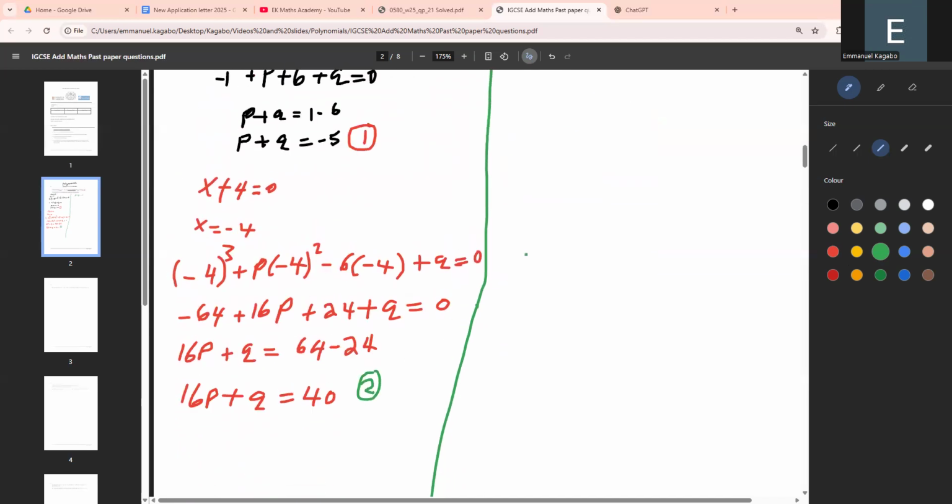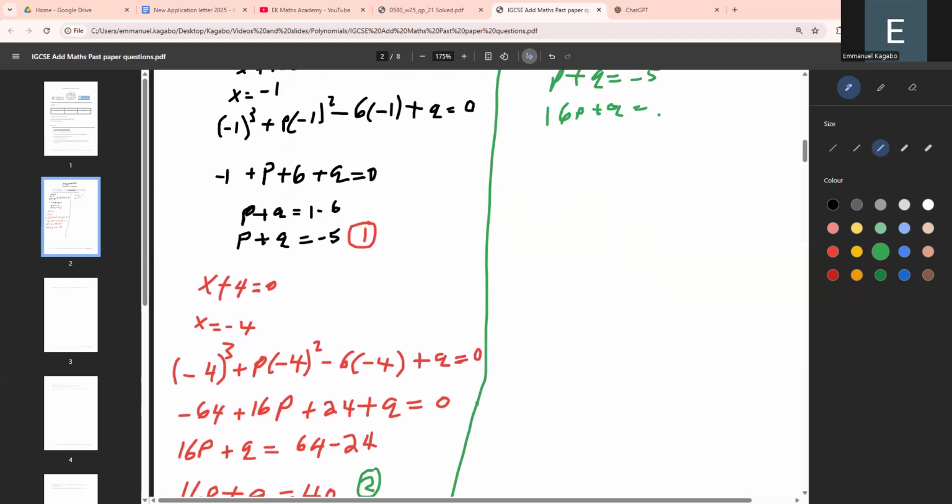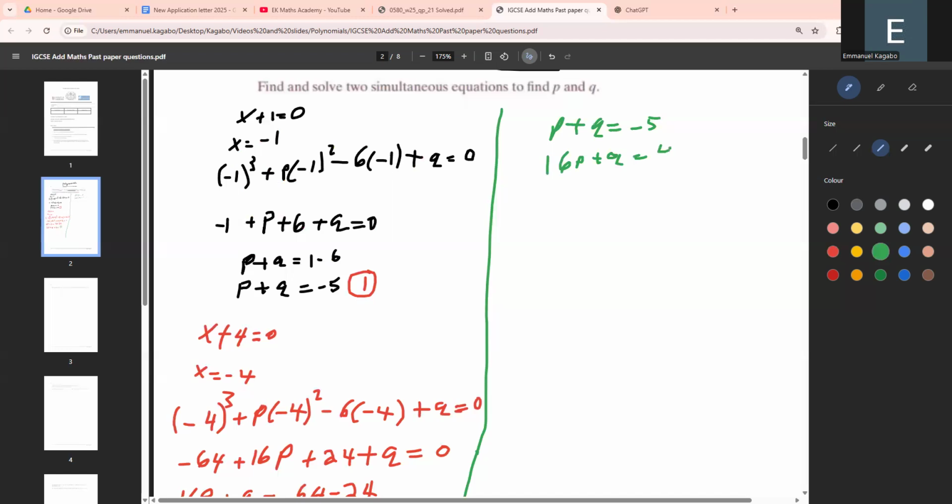And then the second equation was 16P plus Q equals 40, okay? Now, if this is what we have, we are solving simultaneous equations. So this is Q and this is Q. So the easy way, just subtract the two equations and then you eliminate Q, okay?